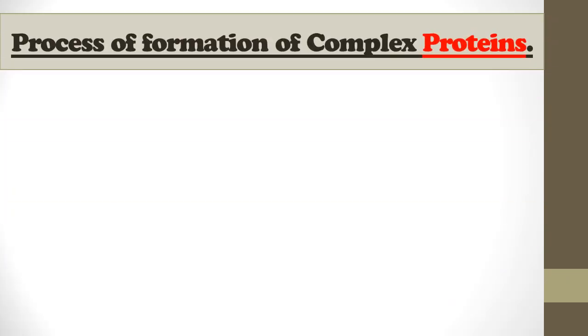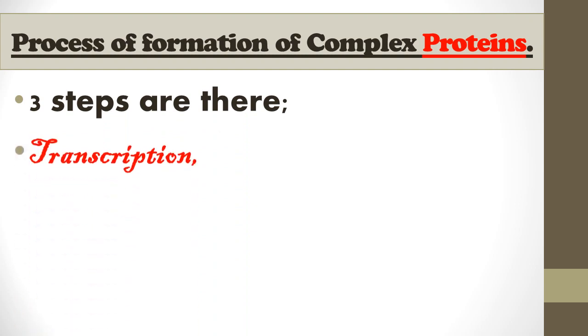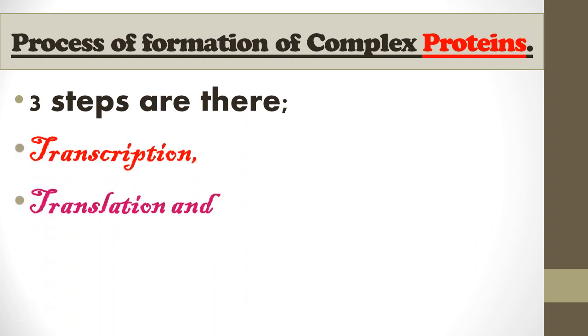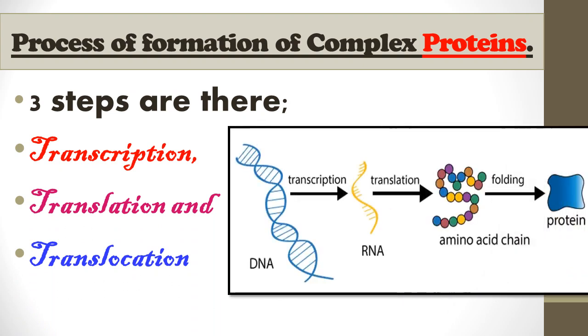Now, the process of formation of a complex protein. In the cells, protein is synthesized as per the requirement, and there are various steps included in the formation of a complex protein. There are three steps. First is transcription, second is translation, and third is translocation. Here you can observe transcription, translation and translocation, which make the complex protein as per the requirement of the body. So let's understand all three steps one by one.